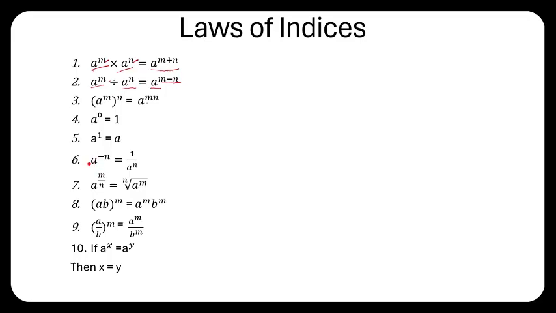The sixth law. When we have a negative exponential, or when we have a raised to power minus n, that means it's going to become 1 over a raised to power n. When we have a raised to power minus n, we are going to have 1 over a raised to power n.